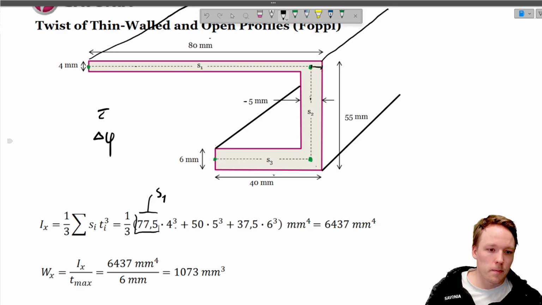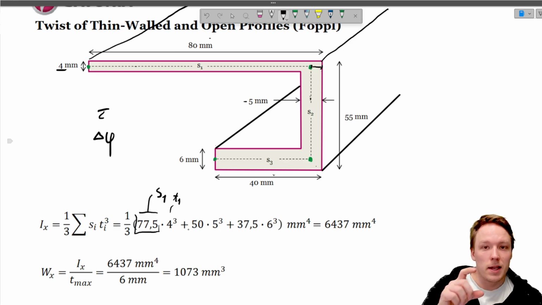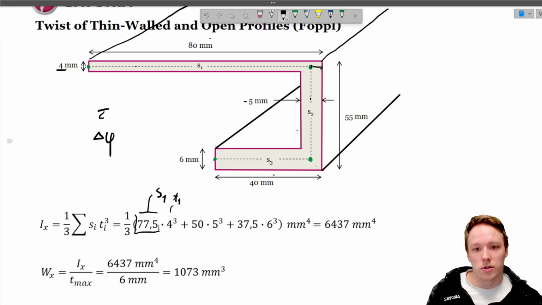Well, what about the t? The t in this case is the thickness of that said section there. So in here it is 4 millimeters. So we could call it T1, like that. Well, similarly, exactly the same way, we're going to do the same thing for all the other imaginary sections in here. Well, S2, for example, will be 55 millimeters minus 2 millimeters from here and 3 millimeters from here, which means that the length of our S2 is 50 millimeters.